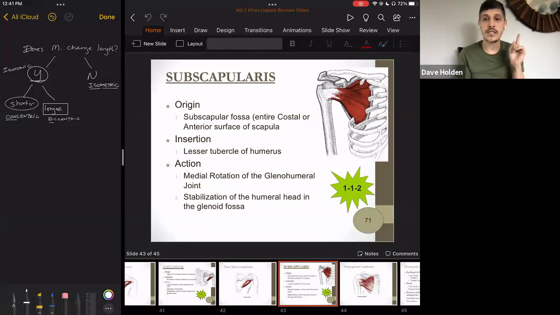Right? So supraspinatus was only an abductor. It did not rotate. Infraspinatus and teres minor are lateral rotators. Subscapularis is the one medial rotator. And that's its action. It medially rotates. Ta-da!